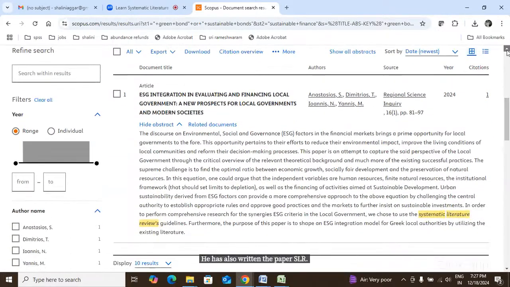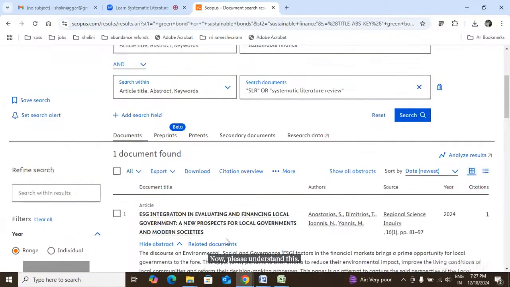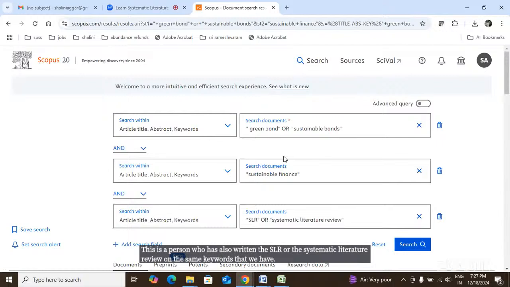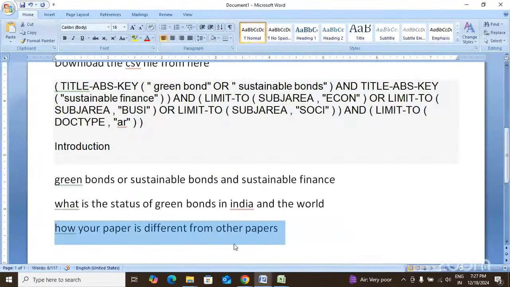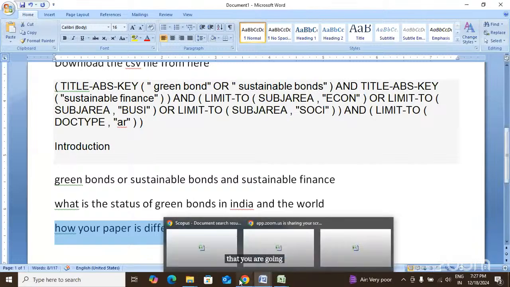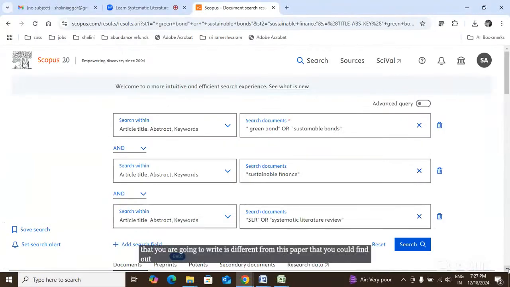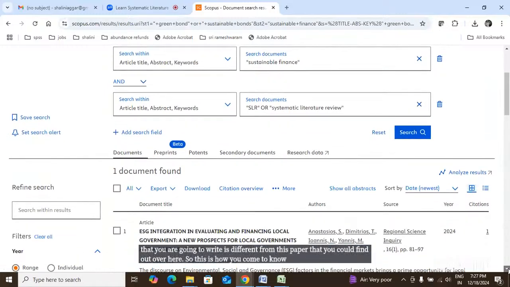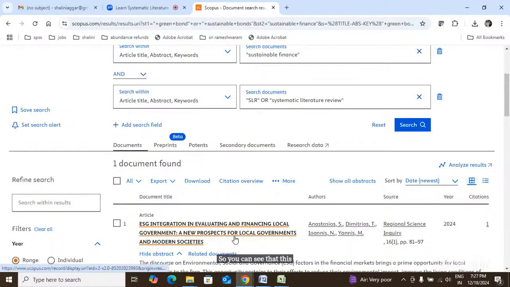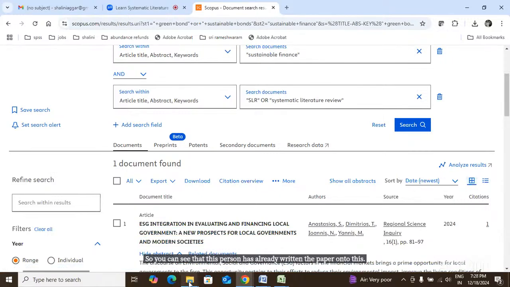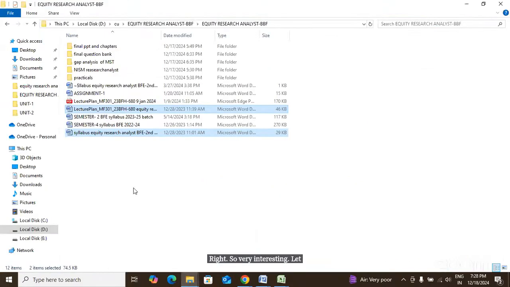Please understand this. This is a person who has also written the SLR, or systematic literature review, on the same keywords that we have. So now you have to talk about how the paper you are going to write is different from this paper that you found. This is how you come to know whether somebody else has also written a paper on the same topic or not. Very interesting.